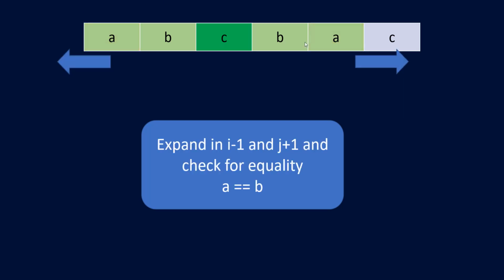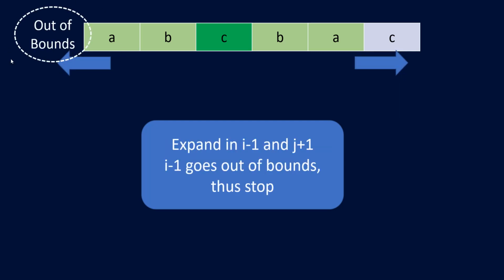Suppose this would have been equal, you would have expanded further. But now your I goes out of bounds and so you stop. So these are your boundary conditions, that your I should be greater than or equal to 0 and your J should be less than the length.